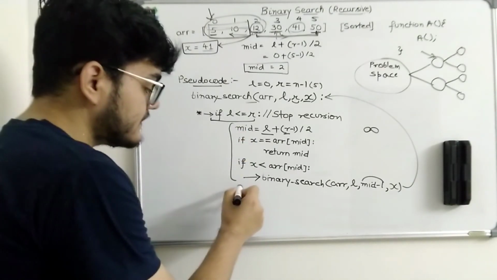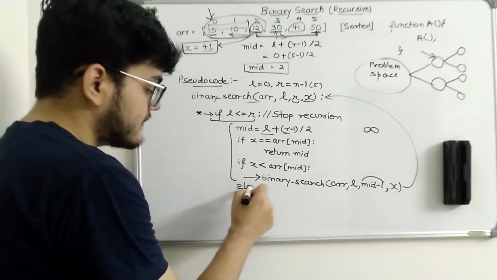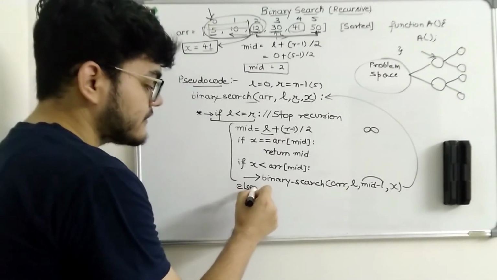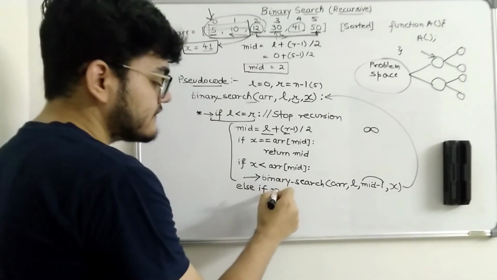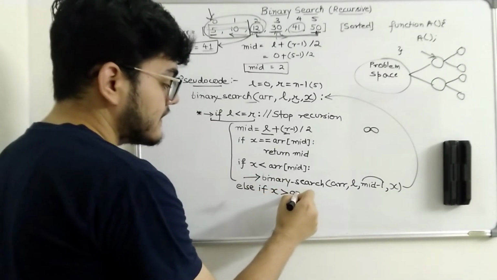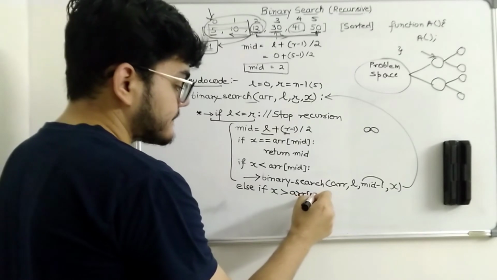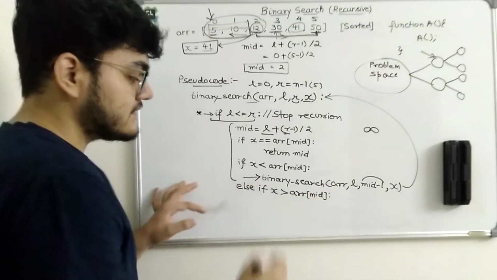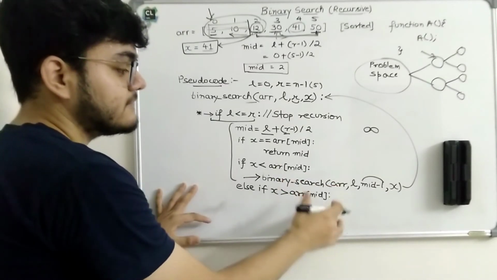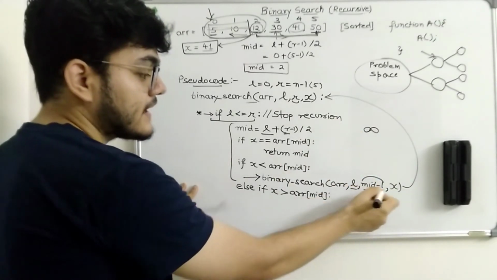Now what will happen if, right, so I'm going to write here else if, what will happen if the value of x is greater than the mid position? In this case, you can see that we again have to call the same function, but using different parameters.